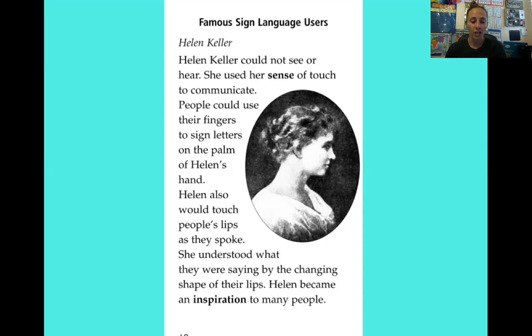Helen also would touch people's lips as they spoke. She understood what they were saying by the changing shape of their lips. Helen became an inspiration to many people. Many people were inspired by her and how she worked and persevered.